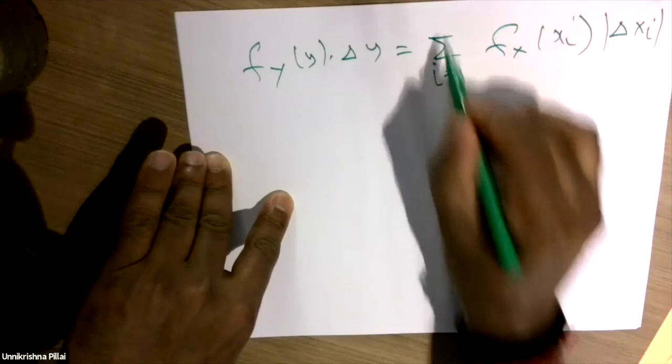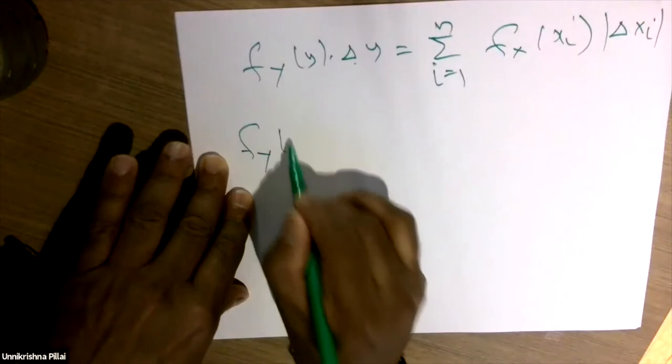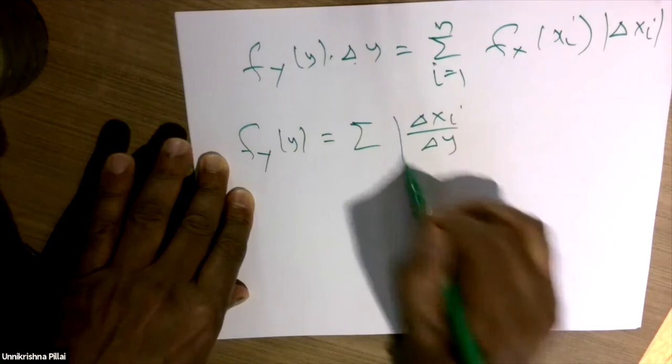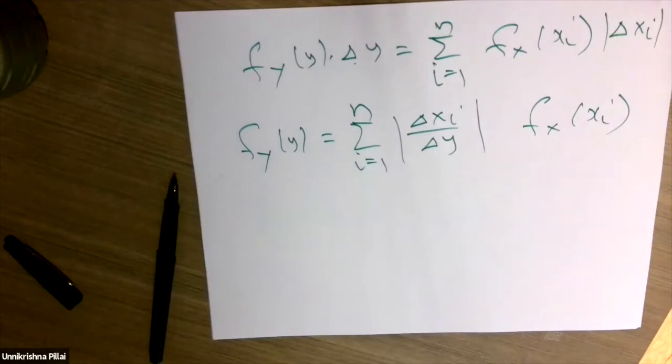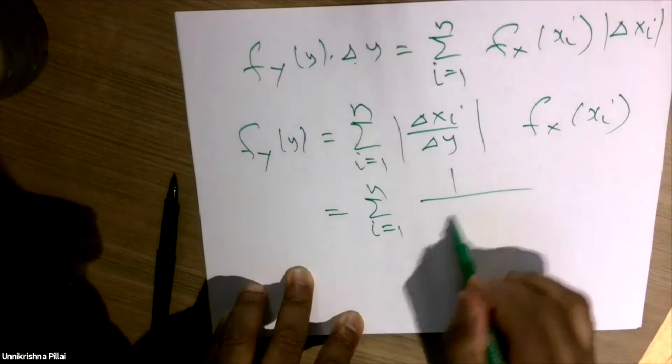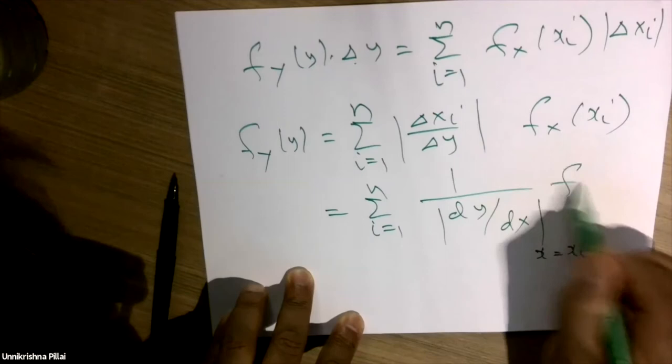There could be multiple roots. So I am going to bring delta y to the other side and write this as the summation of |delta xi| over delta y times f_X(xi). Delta y is always positive, so I can write it like this. But now, delta y gets smaller and smaller, then delta x will become smaller and smaller. So what happens in the limit? That becomes the derivative, 1 over dy by dx. So I can rewrite this as the summation, i equal to 1 through n, of 1 over the absolute value of dy by dx evaluated at x equal to xi, multiplied by f_X(xi). So this is the formula we are looking for.